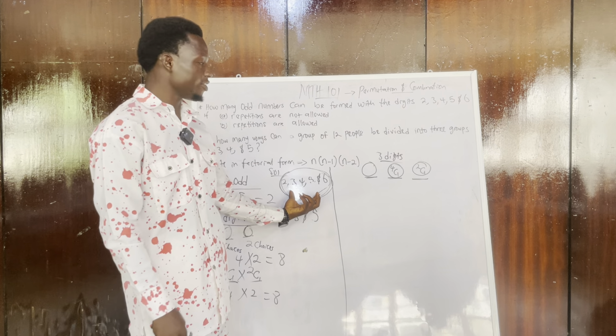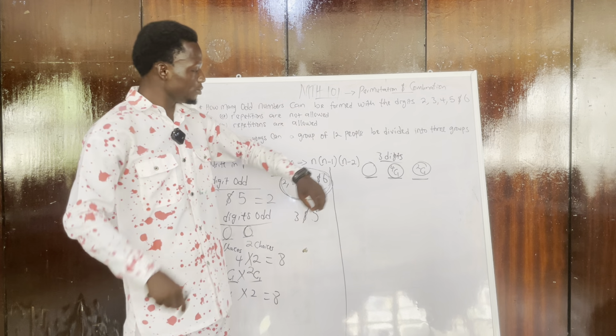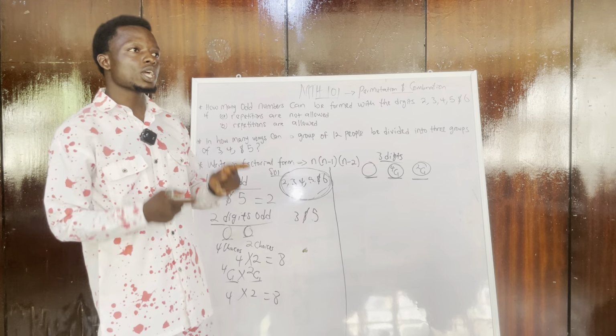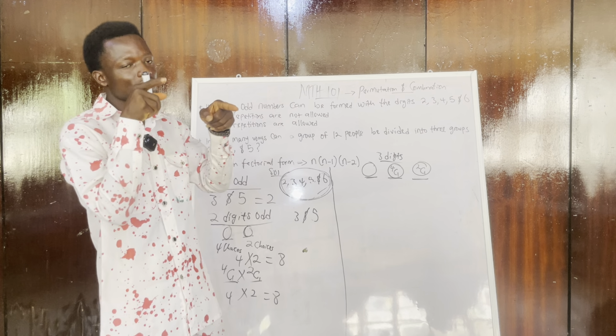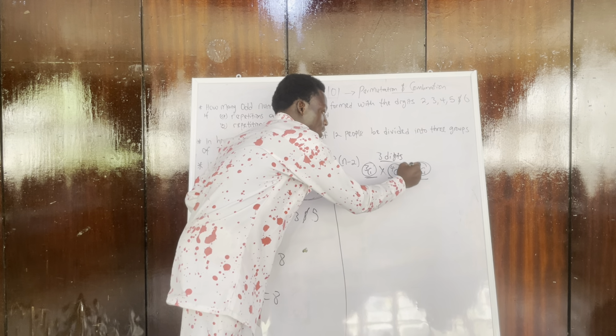You only have 3 choices left. Your total choices are 5. But you've picked one to fill this, you've picked another one to fill this. Since you can't repeat them again, that means you only have 3 choices left. And you want to pick one number inside those 3 choices. That will give you 3 combination 1. Then multiply everything together.